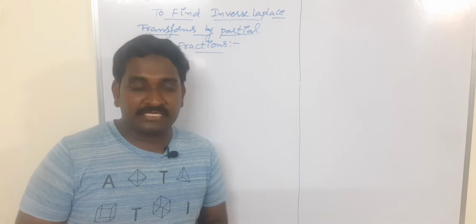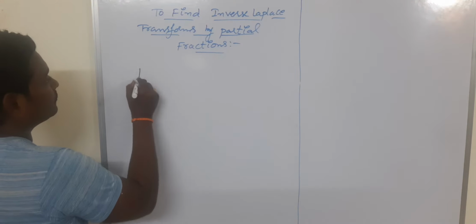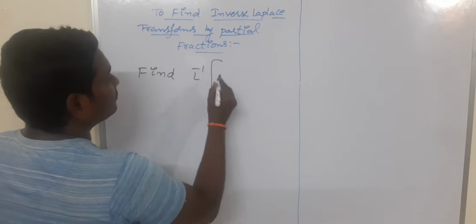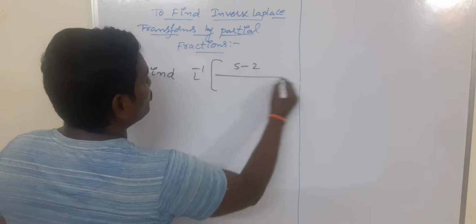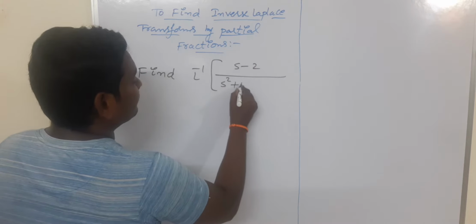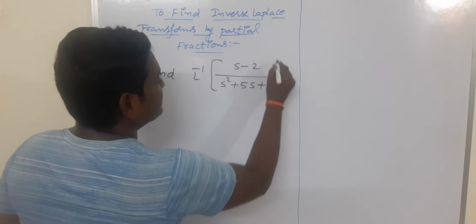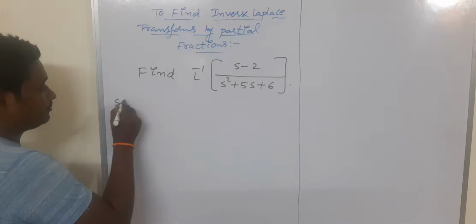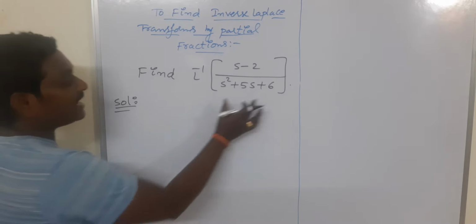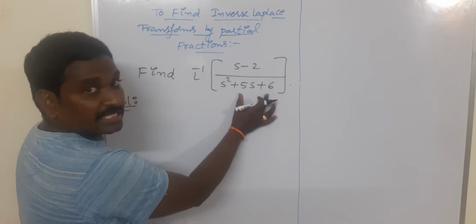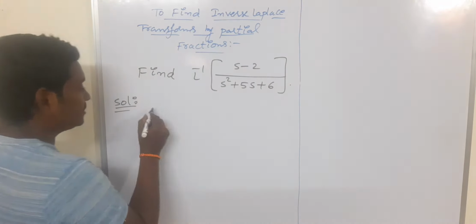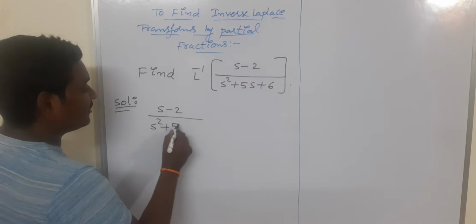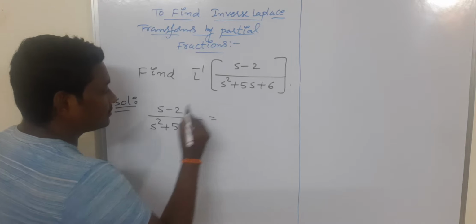Please see one example. Find L inverse of (s minus 2) by (s square plus 5s plus 6). This is the given problem. Solution: first consider the inside function, which is in terms of s. That is (s minus 2) by (s square plus 5s plus 6).